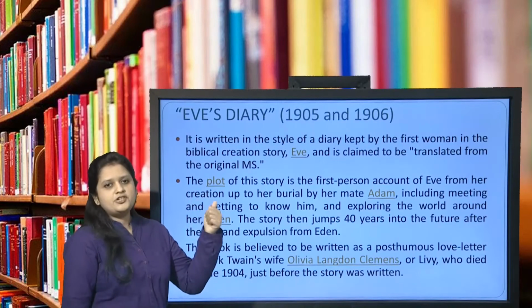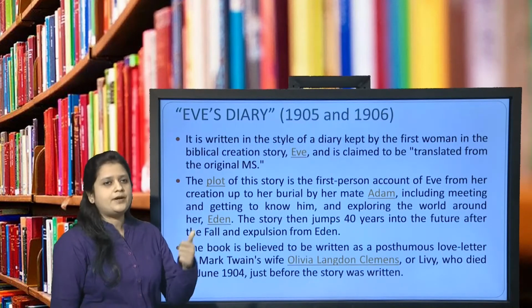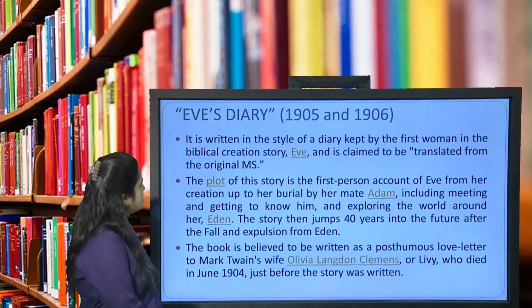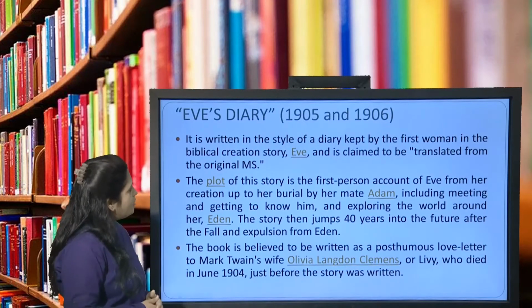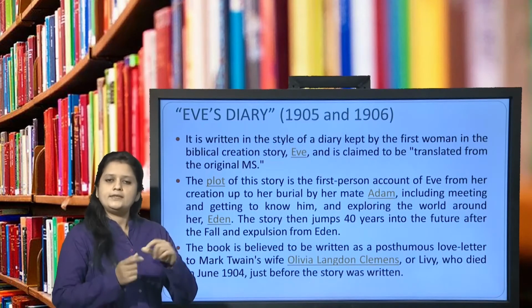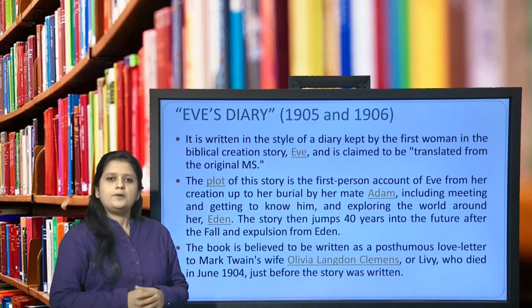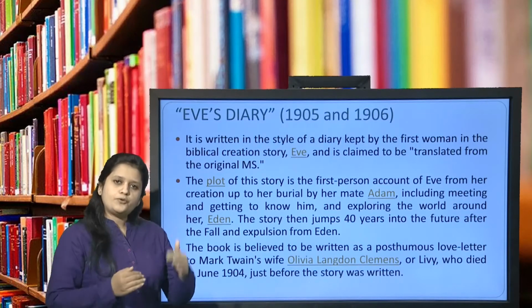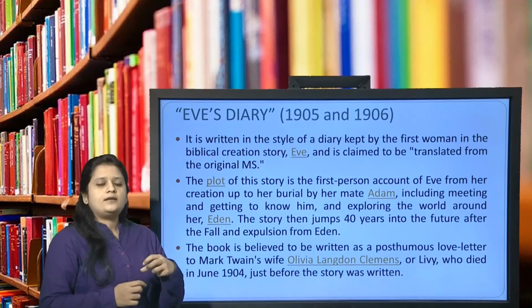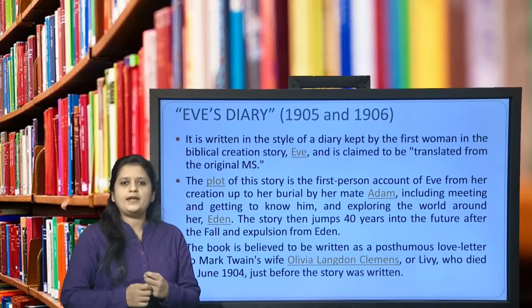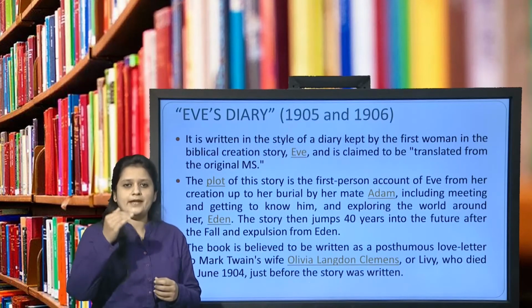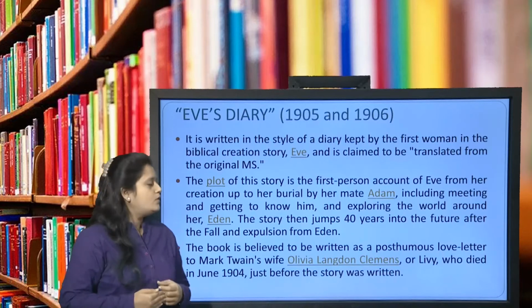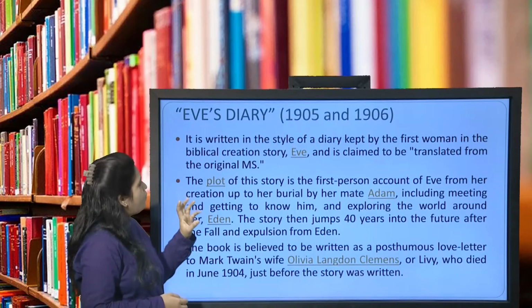Eve's Diary, published in the year 1905, illustrated in the year 1906. It is written in the style of a diary. Why is it entitled Eve's Diary? Because when you go through the work, it is written in the form of a diary with divisions made by different days, you know. So, why diary?